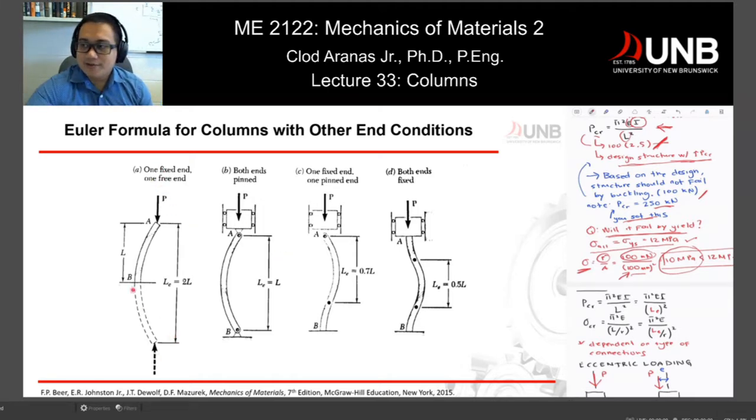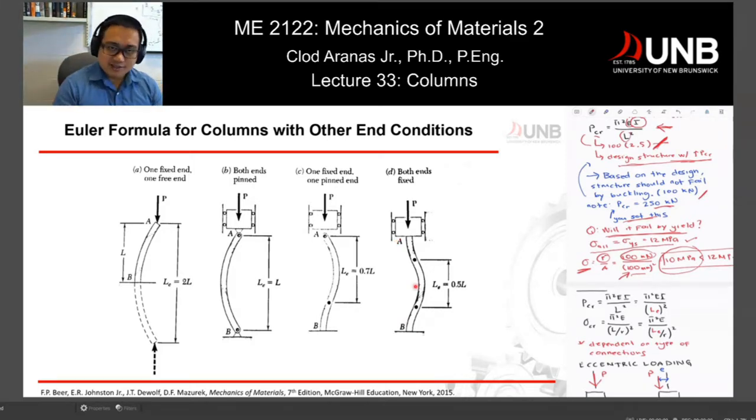So for example, you have a fixed end at B, and then you have a free end at A, and then you can have both pin, which is our case, and then one fixed end, one pinned end. Yeah, so fixed and pinned, and then you have both fixed ends.